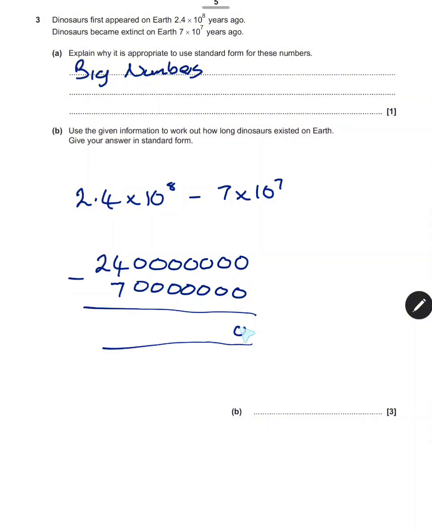Let's work this through. Take note, is no. And you're going to get the same all the way along here. 4 take 7 we can't do. So we're going to borrow and do 14 take 7. And then 1 is just 1.